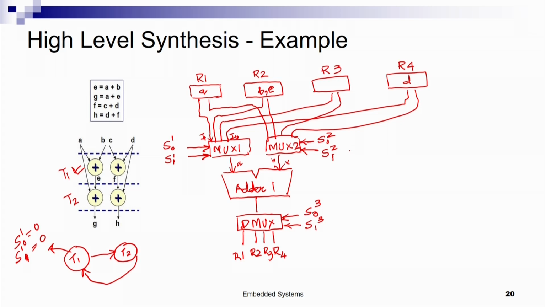That will be done by having S02 equals to 0 and S12 equals to 1. Why? Because this corresponds to the second input I2 of mux 2, and I2 of mux 2 will be selected when the select inputs are 0, 1. So, at time step 1, the contents of R2 can go to adder 1 if select inputs are 0, 1.